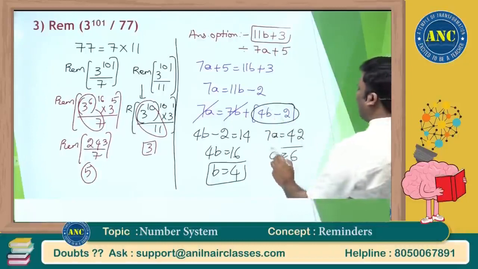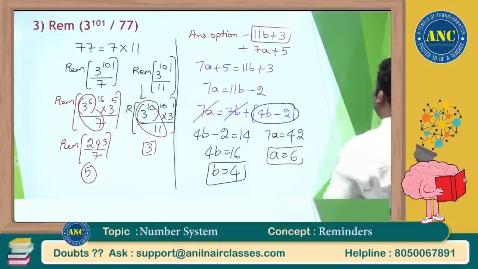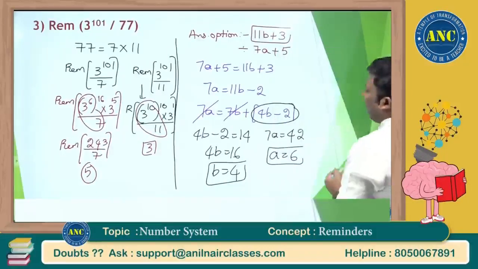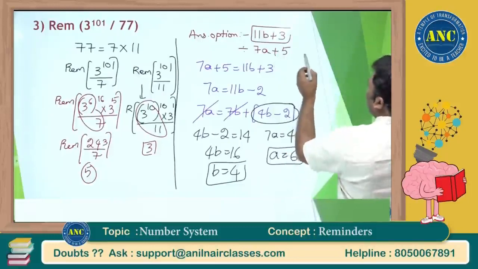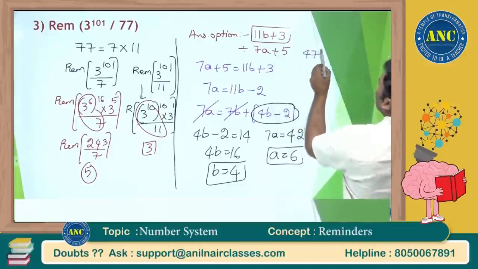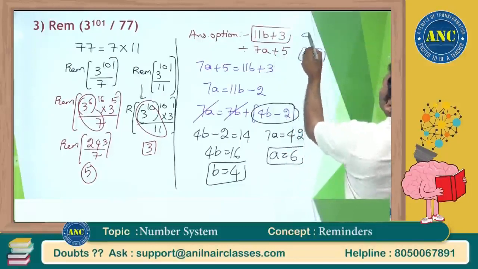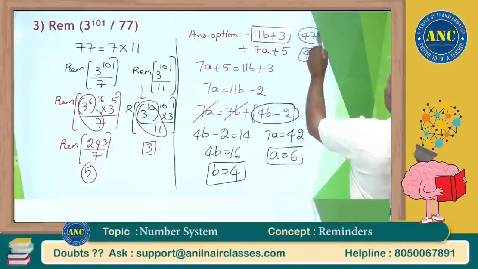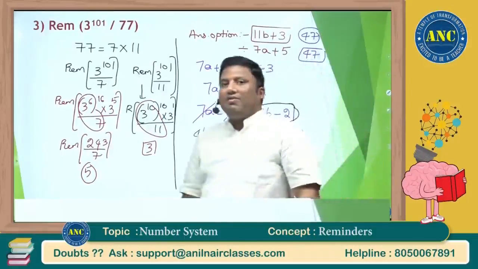So a is 6. Substitute any value and you will get the answer. 42 plus 5 is 47, and 44 plus 3 is 47. In both the cases, you got the answer 47.